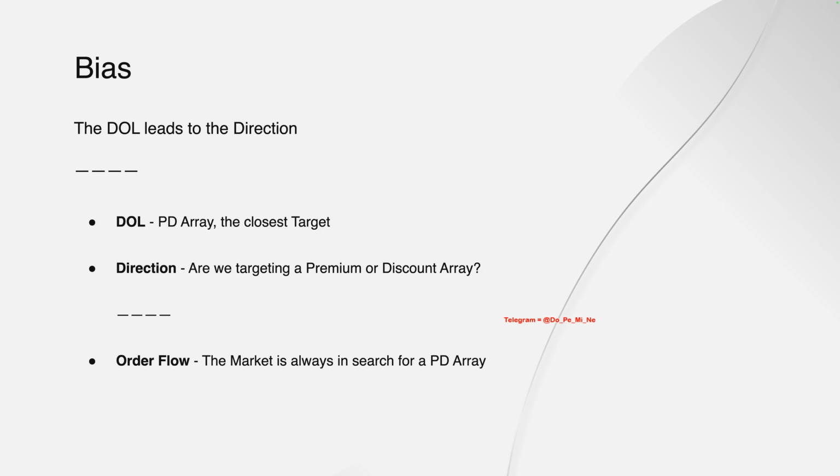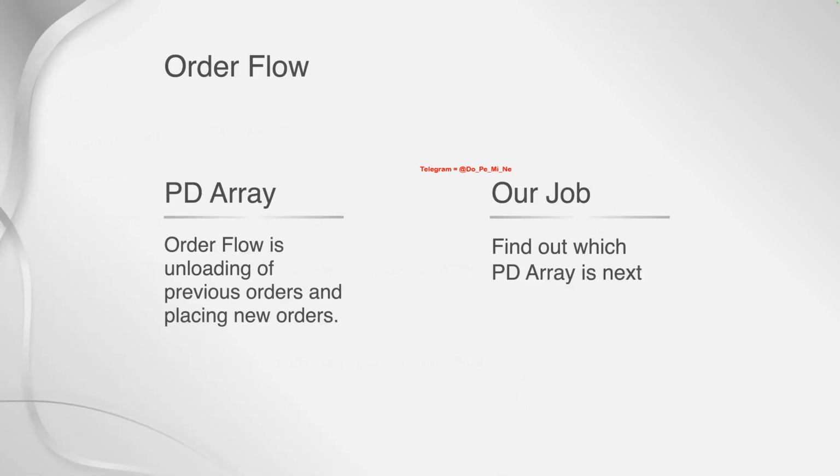Now, order flow. The market is always in search for a PD array. So what exactly is that order flow? In order for us to understand the bigger picture, order flow is the following. The first thing in order flow is that we need to understand the PD array. Order flow is the unloading of previous orders and placing of new orders, and this phenomenon happens at PD arrays. So an order block, a mitigation block, a fair value gap. What happens behind the screens is unloading of previous orders and then placing new orders as well.